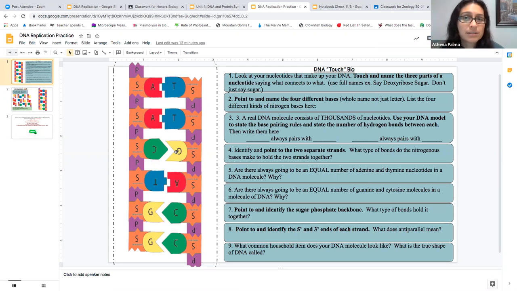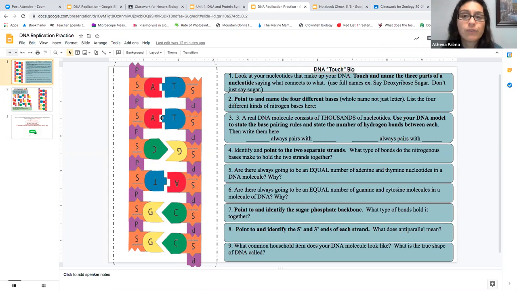How many strands make up DNA? 2. Here's 1 strand over here. Here's the 2nd strand over here. So 2 strands make up DNA. What kind of bonds hold those 2 strands together down the middle? So our model helps us with this. It looks like the letter H. If I draw a line here, and then a line across, forms the letter H. So hydrogen bonds hold the 2 strands together in the middle.